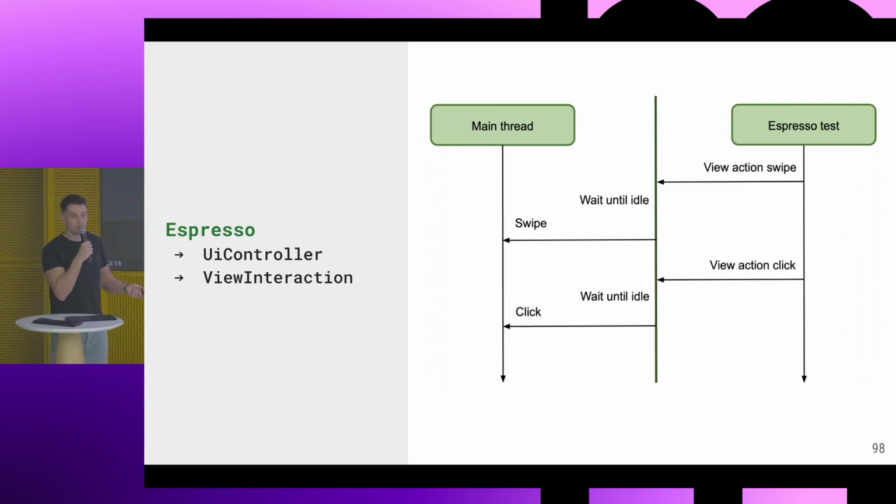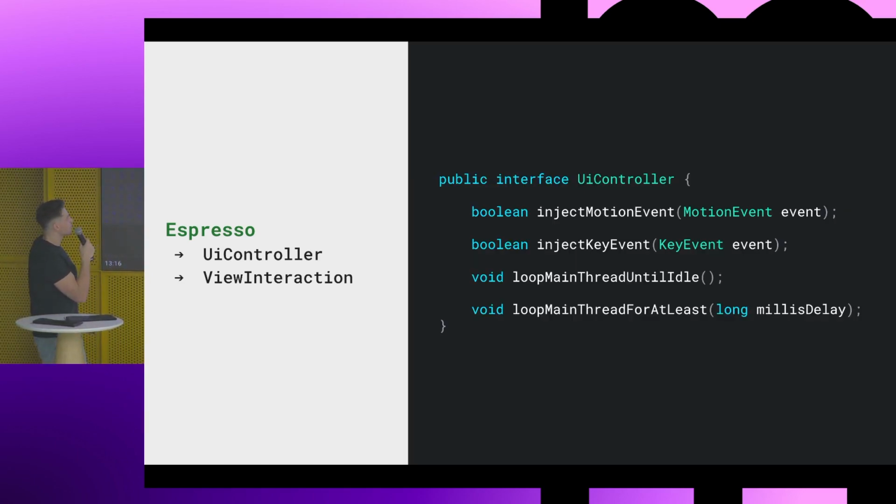It lives in our process, in our instrumentation thread, actually, and it posts its actions and assertions to the main thread. And the main thing is that these actions are executed only when the main thread is ready for that. So when it waits for users' input, when there are no pending messages, when it is idling. Okay, so how does it happen?